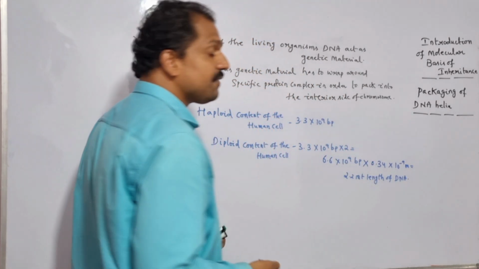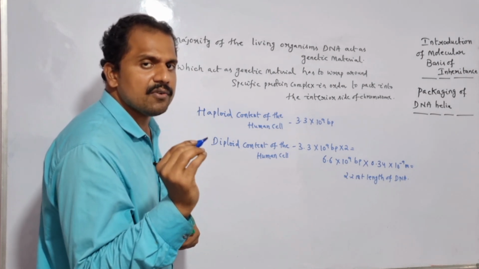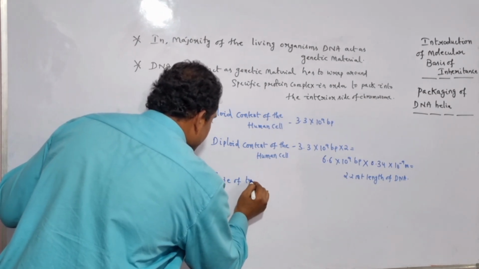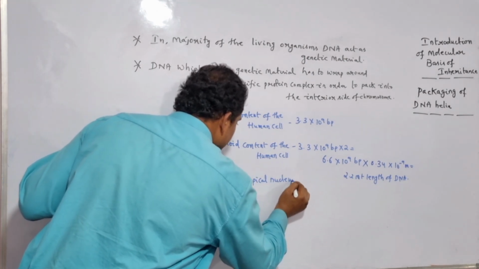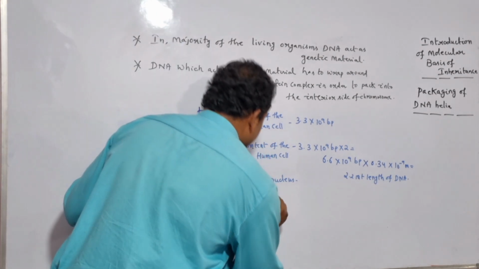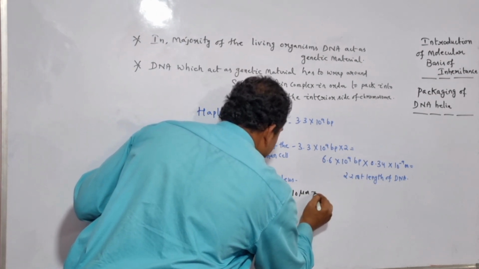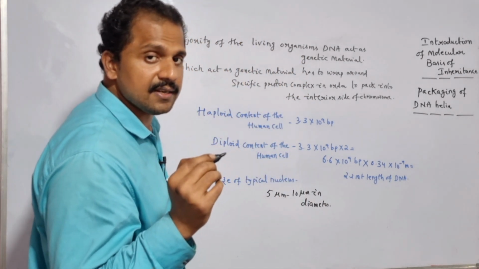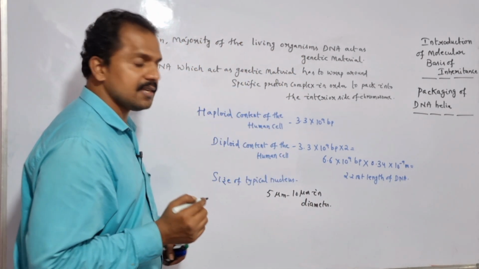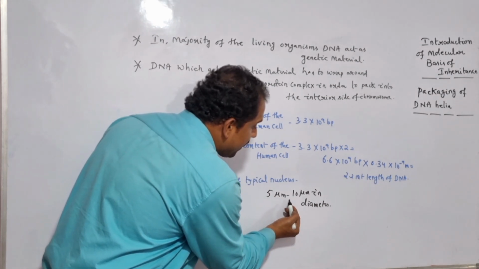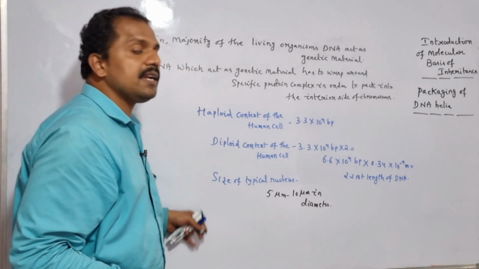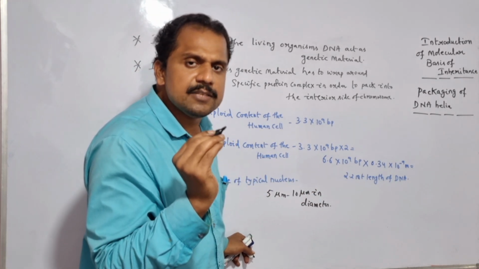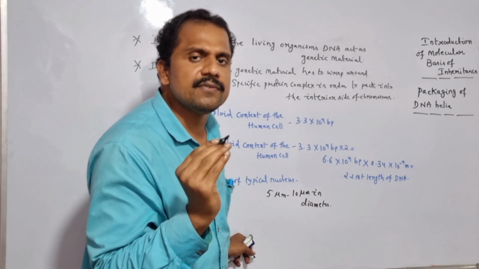And if you look here, the size of the typical nucleus ranges around 5 micrometers to 10 micrometers in diameter. So the length of the DNA present in the human cell is quite larger in comparison with the size of the typical nucleus. The size of the typical nucleus ranges around 5 to 10 micrometers in diameter, whereas the length of the DNA present in one particular human cell ranges around 2.2 meters. That means the length of the DNA in one human cell is quite larger in comparison with the size of the typical nucleus.